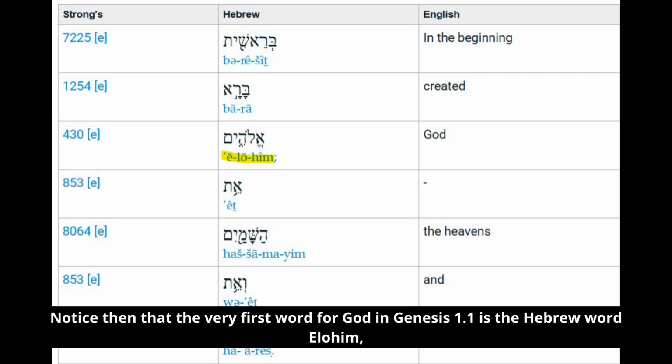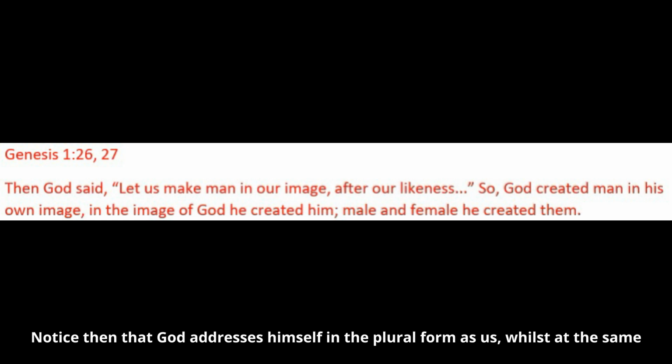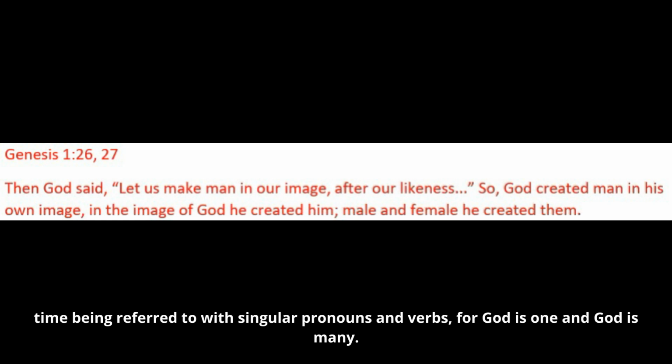Notice then that the very first word for God in Genesis 1:1 is the Hebrew word Elohim, a plural form of the word Eloah, which means Lord. Notice also how God speaks in Genesis chapter 1 verse 26 and 27. "Then God said, 'Let us make man in our image, after our likeness.' So God created man in his own image. In the image of God he created him, male and female he created them." Notice then that God addresses himself in the plural form as us, whilst at the same time being referred to with singular pronouns and verbs, for God is one and God is many.